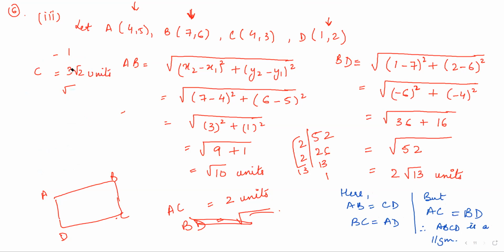Now try to understand why it is a parallelogram. Why not rectangle? Yes, Maria, see here, if I get AC equal to BD, in that case I'll call it a rectangle, right? Opposite sides are equal and the diagonals are also equal, so it's a rectangle. But my diagonals are not equal.